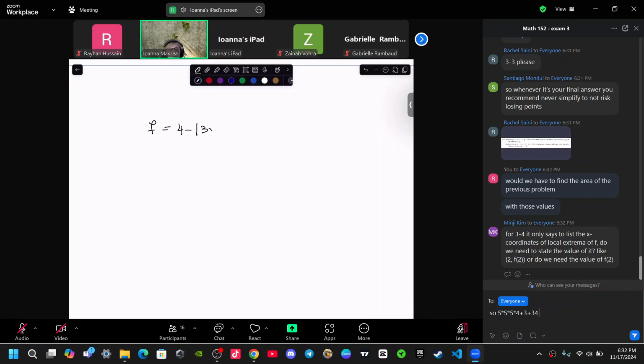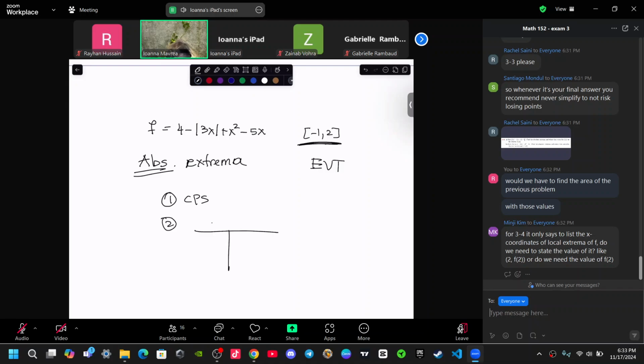4 minus, this is a nice problem, like this one. So what are you supposed to do? Oh, absolute. So that word is a hint. Extrema. So absolute extrema says this is an extreme value theorem problem. That means you're given a function and you're given a closed domain. So that means you're going to find critical points. There's steps: first, critical points. Second step, include them on a table that looks like this.